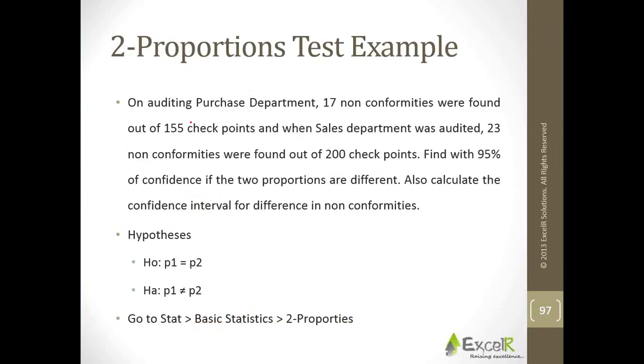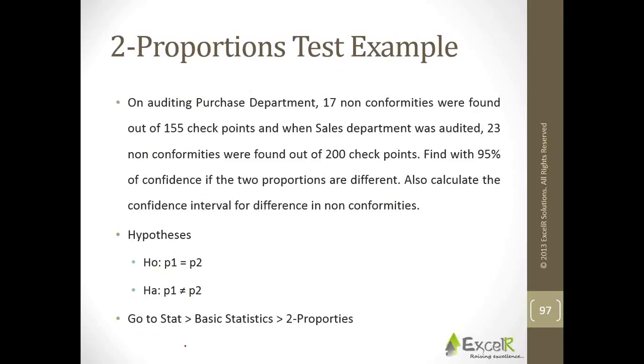On auditing the purchase department, 17 non-conformities were found out of 155 checkpoints. And when the sales department was audited, 23 non-conformities were found out of 200 checkpoints. Find with 95% confidence if the two proportions are the same or different. Also calculate the confidence interval for the difference in non-conformities. In the alternate hypothesis, you are saying proportion 1 and 2 are different. In the null hypothesis, you are saying both are the same.